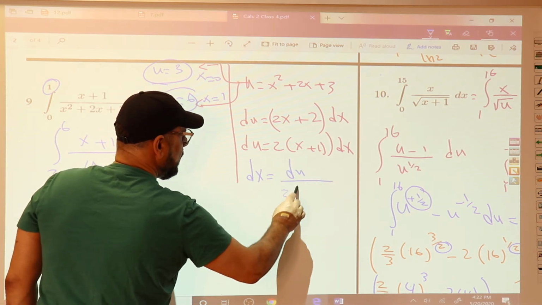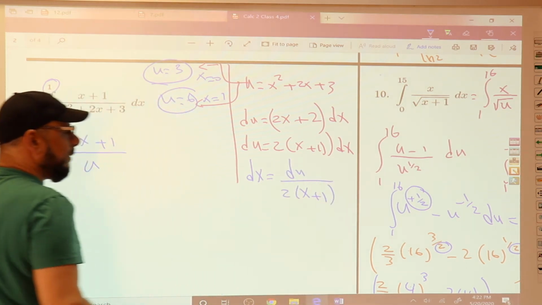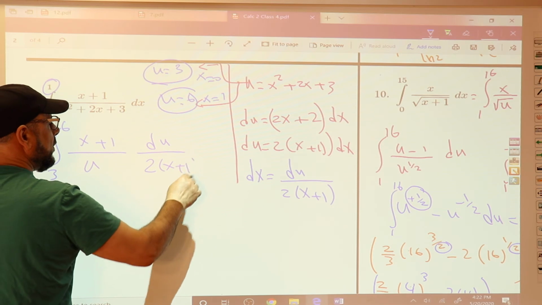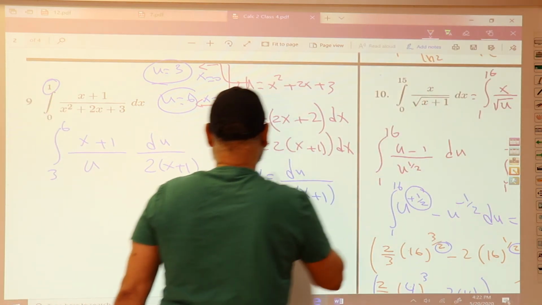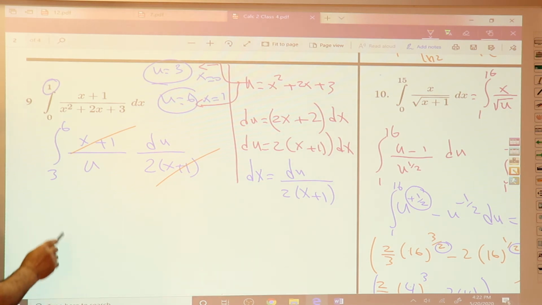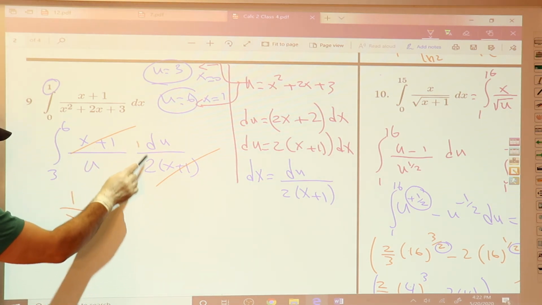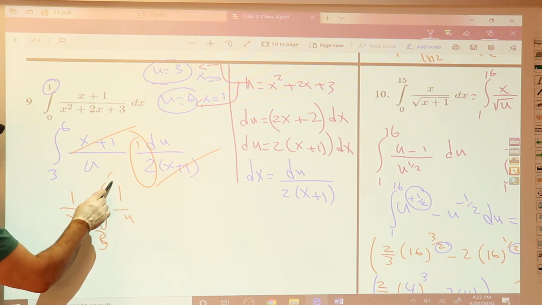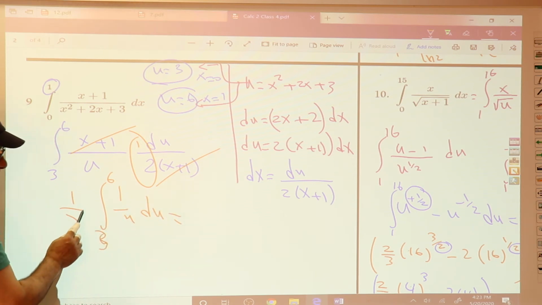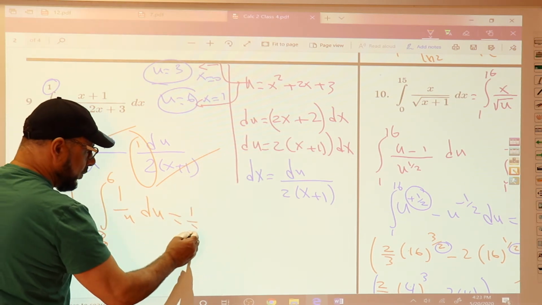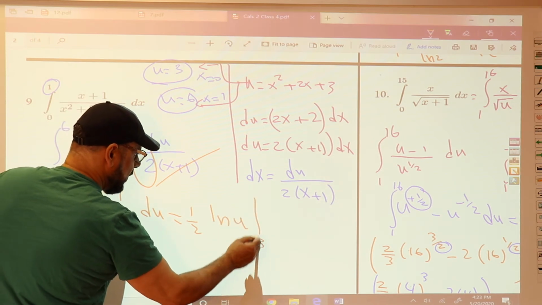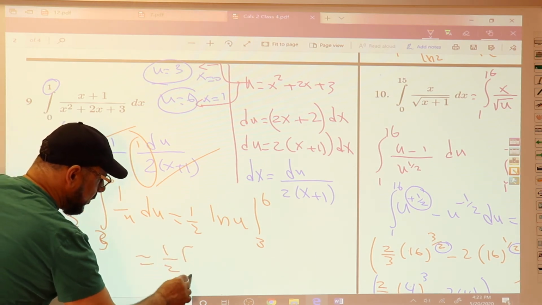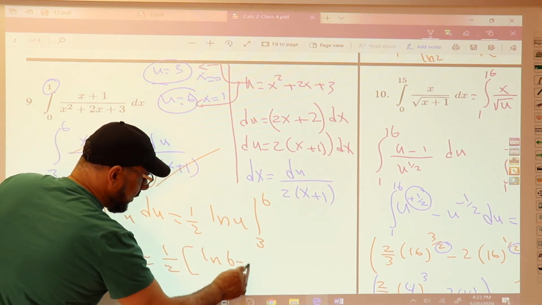dx equals du over 2(x plus 1). Okay. Then we have 1/2 out, the integration of 1 over u from 3 to 6 du. And we know the integration of 1 over u is ln u. So 1/2 ln u from 3 to 6, which is 1/2 times (ln 6 minus ln 3).